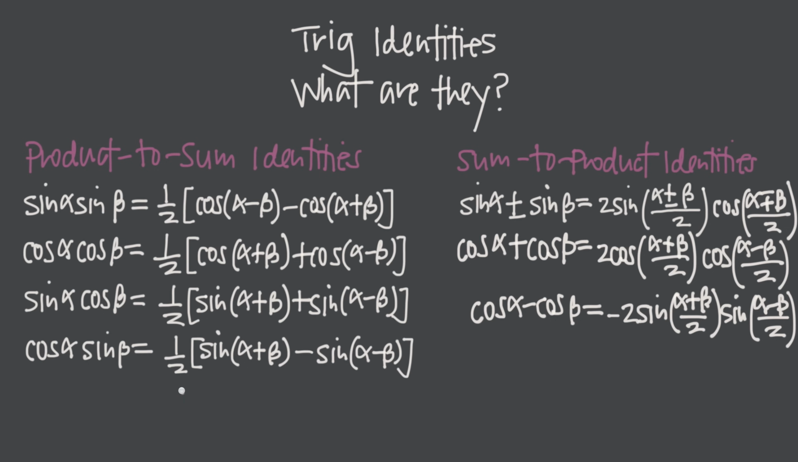I know I always have my 1/2, and I know I always have cosine completely for the first 2 and sine completely for the second 2. So notice I have cosine, cosine, cosine, cosine, sine, sine, sine, sine. So I fill those in. I know I always have my alpha and then my beta, and my alpha and then my beta. So I write those in.